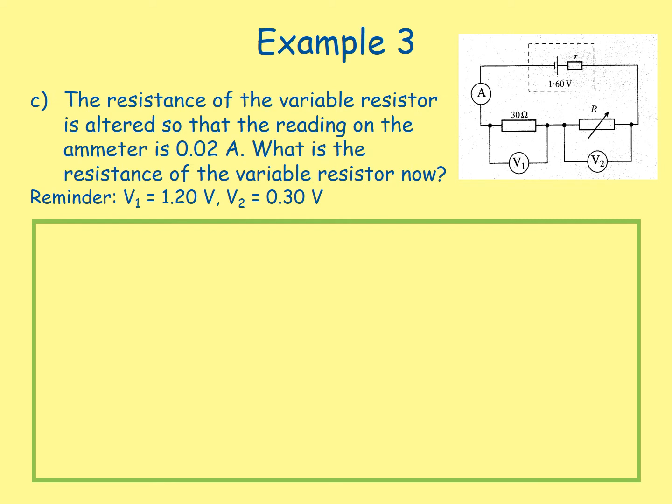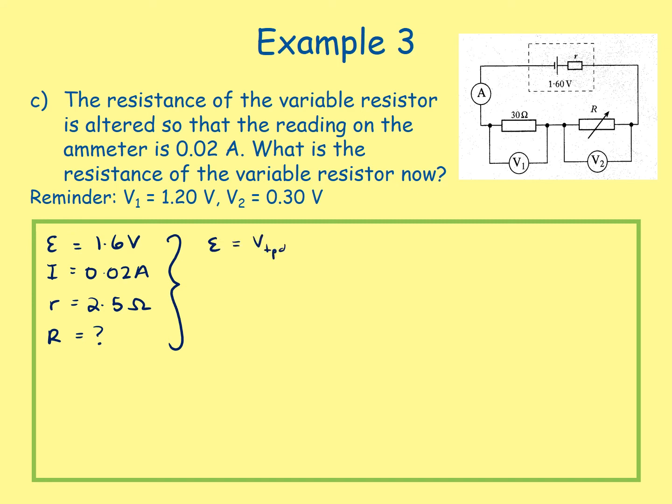The reading on the ammeter is now 0.02 amperes because the variable resistance has been altered, and that's what we want to be calculating. So let's write down what we've got. Our EMF is 1.6 volts still. Our current has been altered, that's 0.02 amps. Our internal resistance is what we just calculated, that's the 2.5 ohms. And our load resistance, we don't know, we want to calculate that, and that'll help us calculate the resistance of the variable resistor. So we have our equation, EMF equals our terminal potential difference plus IR.